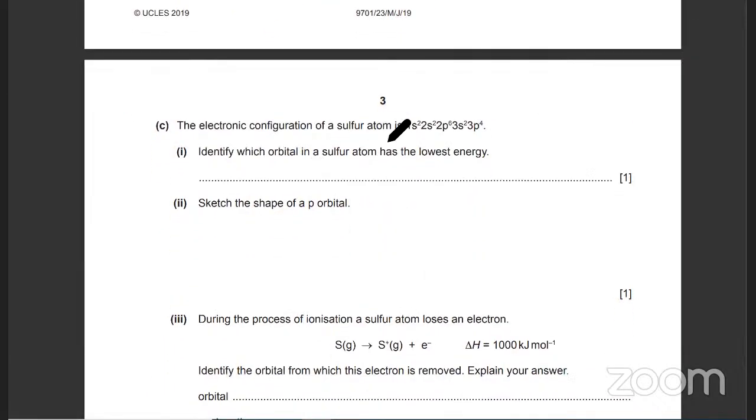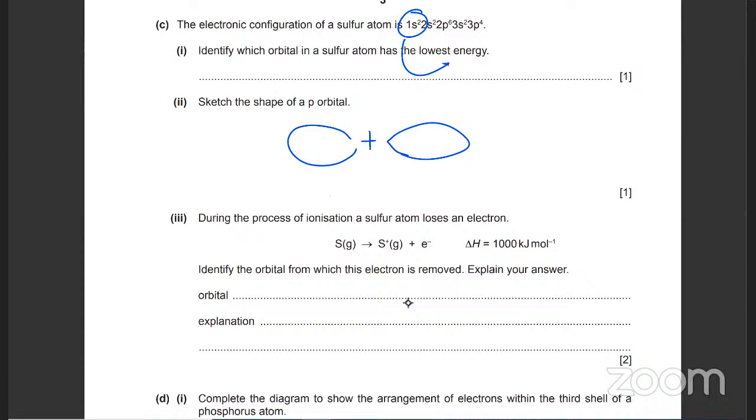Next, which orbital in a sulfur atom has the lowest energy? That is obviously the first shell one, 1s. Sketch the shape of a p orbital. So what is a p orbital? The electron density exists on either side of the nucleus. That is what a p orbital looks like.